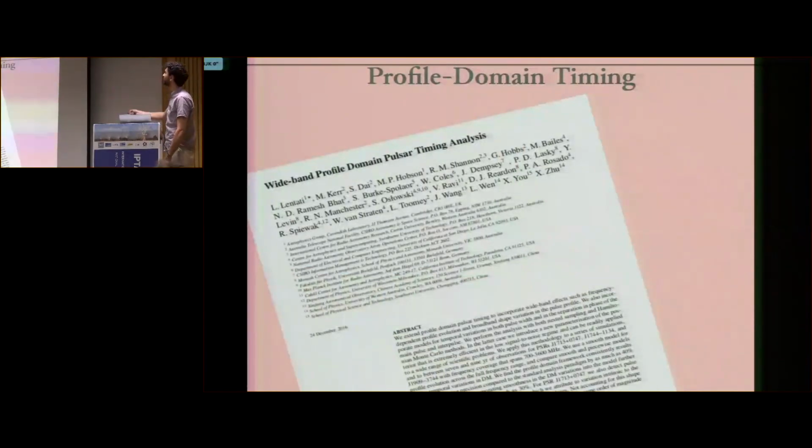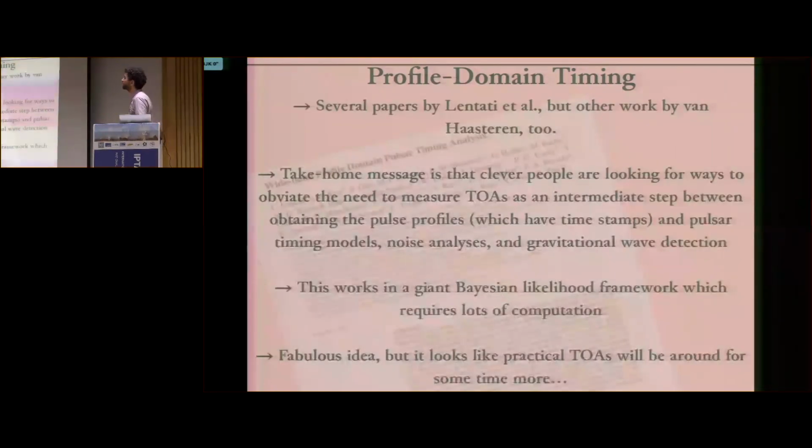We're coming close to the end. I referred to this earlier. There are new methods that are attempting to just do away with TOAs as an intermediate product of pulsar timing. This is called profile domain timing. It's work done by Lenley Lintati, Vladimir Van Hasteren, and other people. But the take-home measure is that maybe you can just go from the profiles, the folded profiles, straight to a timing model and residuals. Don't have to make TOAs. It's very complicated and it requires a lot of computing power. That's why I think, for the time being, practical TOA measurement will still be necessary for some time in the future.